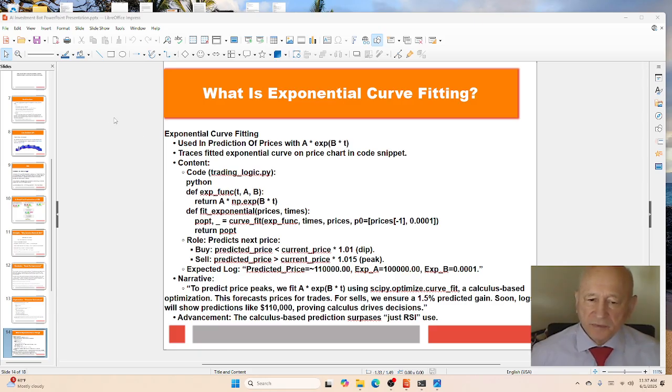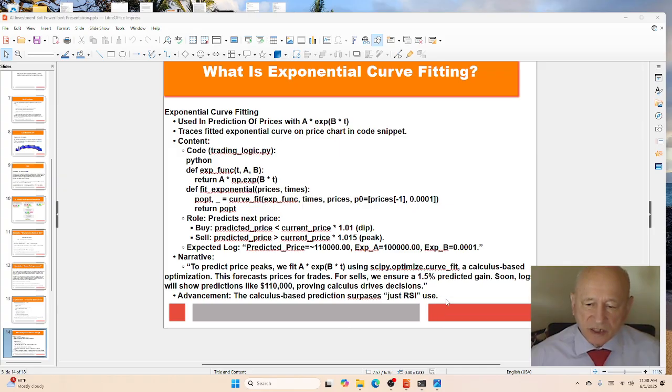So what is exponential curve fitting? It uses predicted prices with A exponent beta to the T, traces a fitted exponential curve on the price chart, and code snippets. I could go on to explain further, but the predicted price peaks use SciPy's optimized curve fit, the calculus-based optimization. This forecasts price for trades. For sells, we ensure a 1.5% predicted gain. Soon, logs will show predictions. It's down to 104K right now, proving calculus drives decisions. Advancement: the calculus-based prediction surpasses just RSI use.